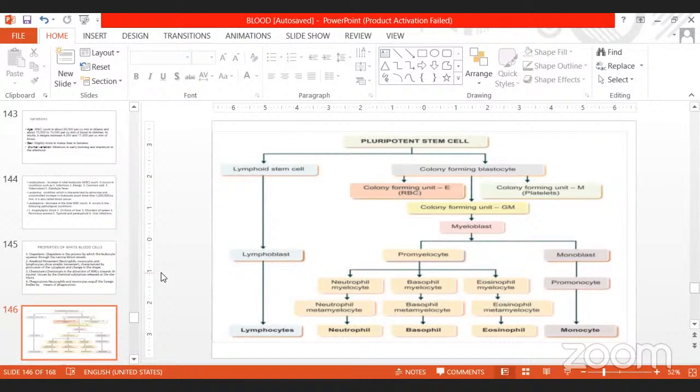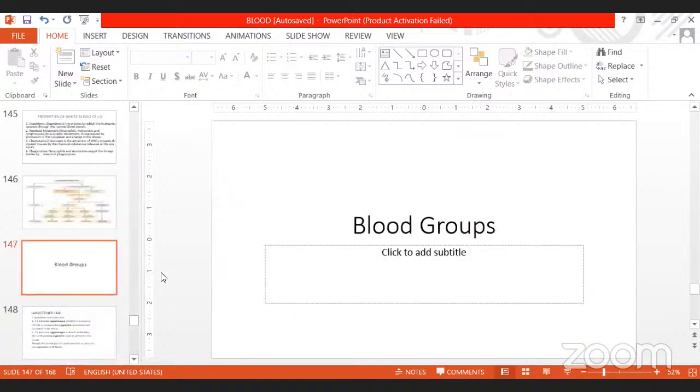Coming to the monoblast, the monoblast cell will divide to form pro-monocyte, and from the pro-monocyte we will get the monocyte. So this is about the WBCs, and now let's see about the blood groups.